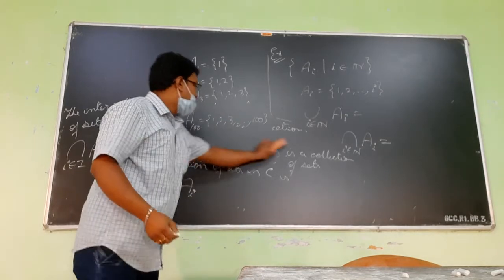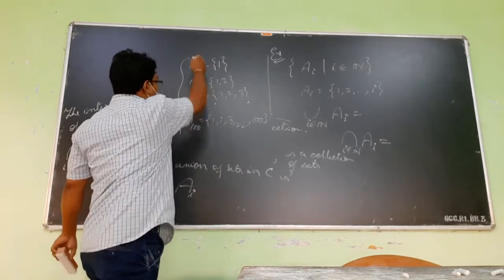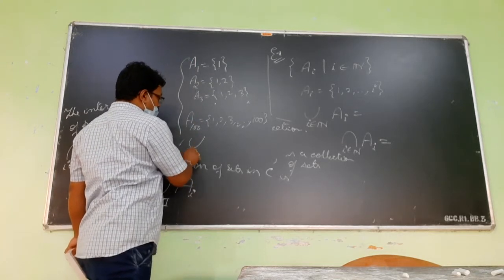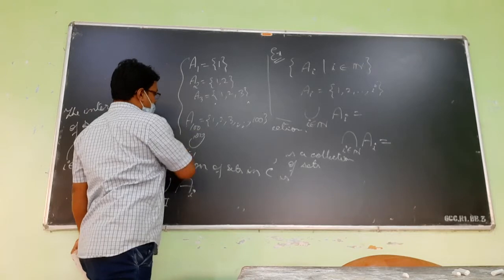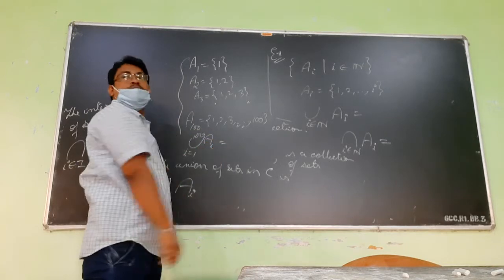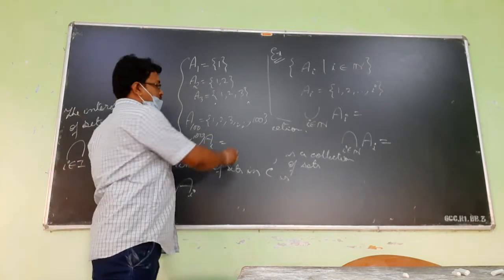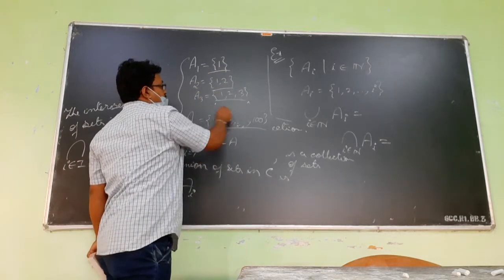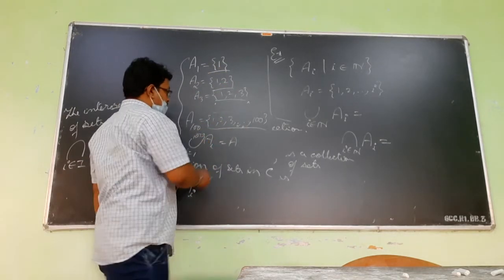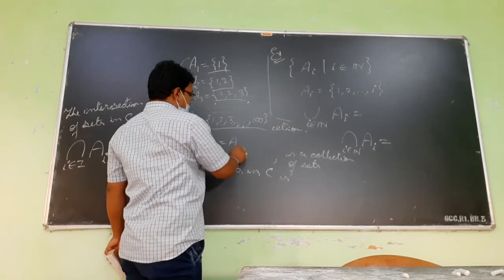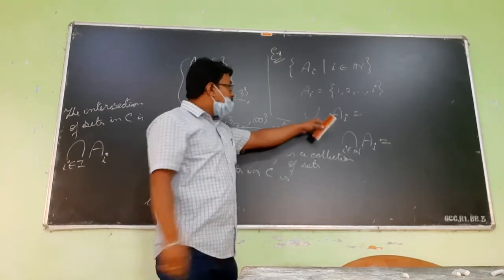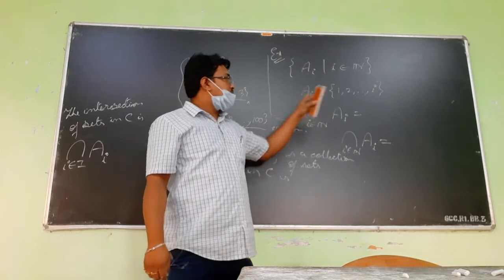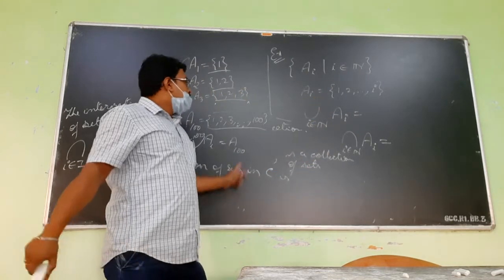If you take the union of all these, what is the union of A_i, i going from 1 to 100? It will be A100, because all these are actually subsets of this one. This will be A100. Here this process continues, where i belongs to the natural numbers. This process is continuing.